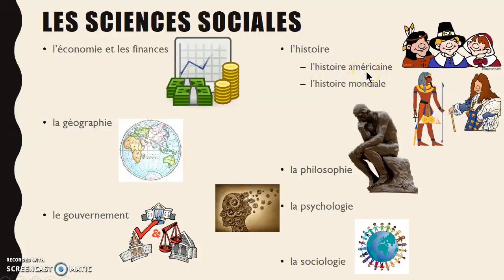L'histoire américaine. L'histoire mondiale. So here, if it's not super clear from my picture, if you're studying ancient Egypt and then you're studying Louis XIV of France, you're probably studying world history. Ensuite, la philosophie, la psychologie, la sociologie. So you've probably noticed already that there are a lot of cognates, words that look similar between French and English and mean the same thing in our school subjects.